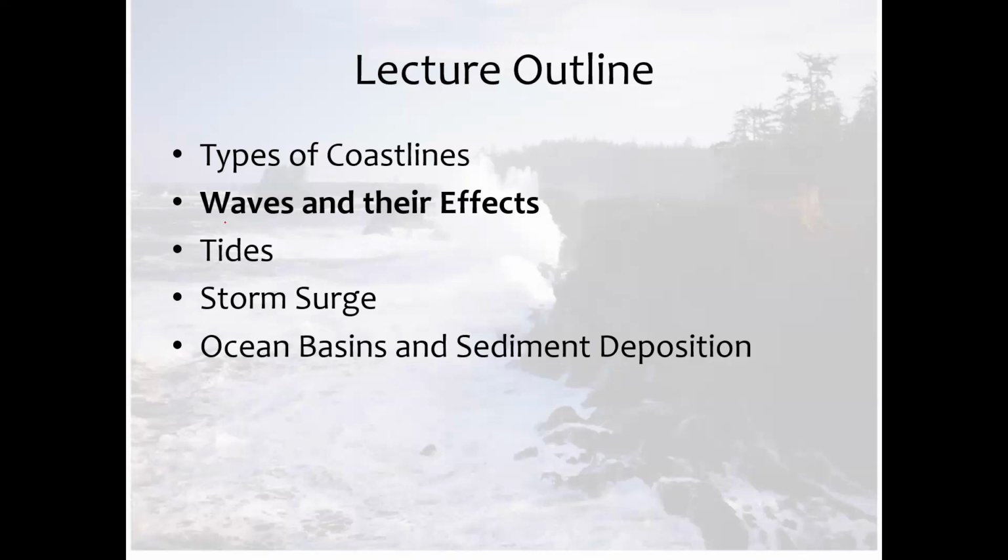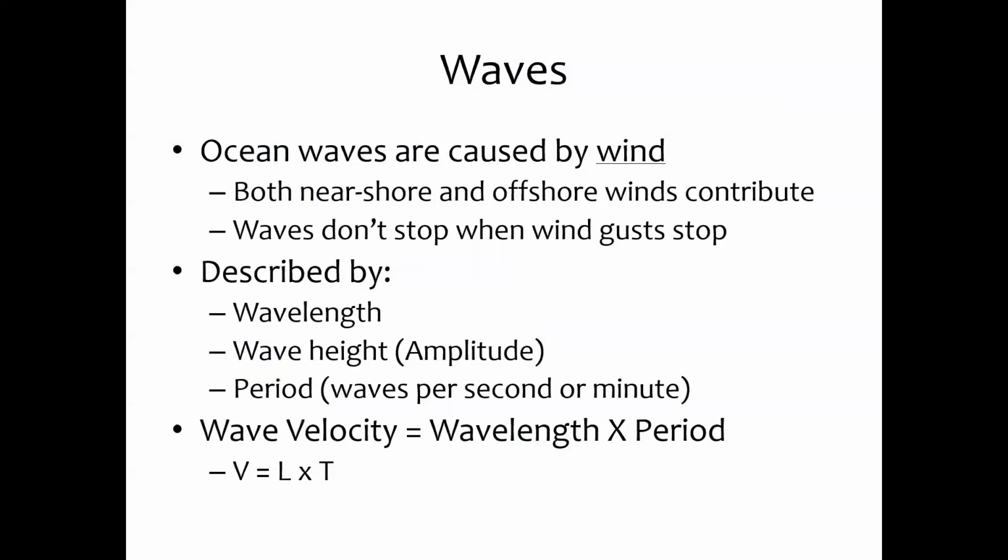Let's talk next about waves, ocean waves, and the effects that they have shaping shorelines. What are ocean waves? They are undulations in the surface of the water, caused because waves are ways that energy of motion propagates through the water. In fact, those ocean waves are themselves caused by wind.